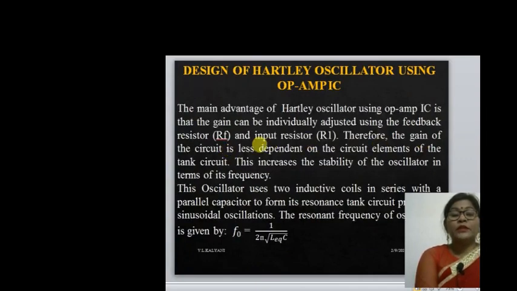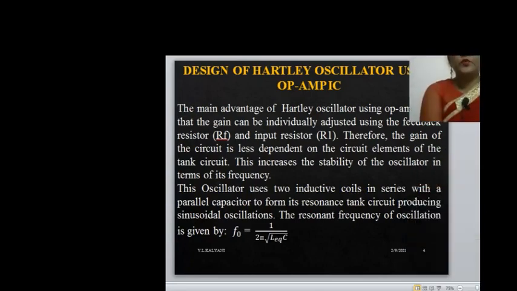Therefore, the gain of the circuit is less dependent on the circuit elements of the tank circuit, and this increases the stability of the oscillator in terms of its frequency. This oscillator uses two inductive coils in series with a parallel capacitor to form its resonance circuit, the tank circuit, that produces sinusoidal oscillations. The resonant frequency of oscillation is given by f naught equals 1 upon 2 pi root under L equivalent into C. You can find the value of the oscillation frequency by using this formula.